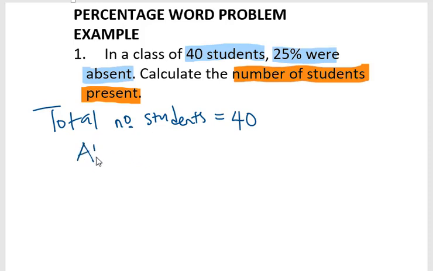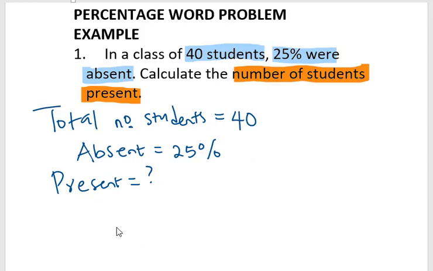So absent, they give us absent as 25%. So we don't know the number of persons, but we know their percentage. And they say calculate the number of persons present. So present, we don't know it yet. Okay, we can fix this.